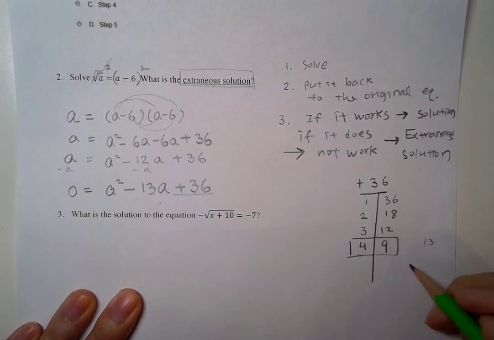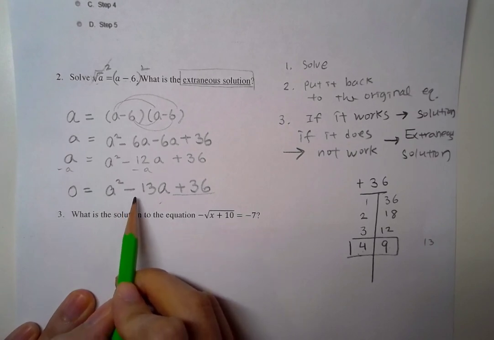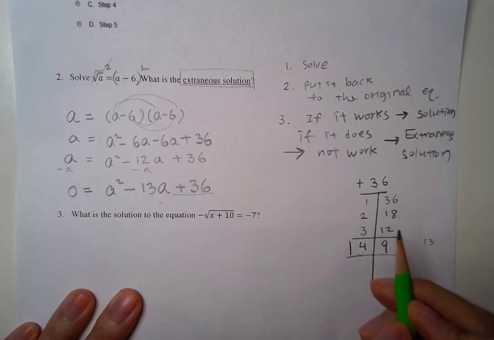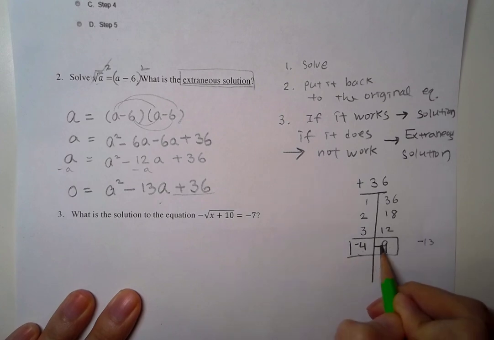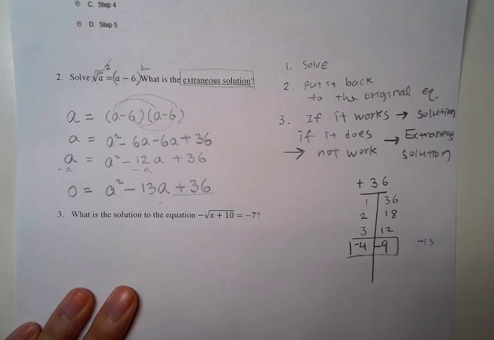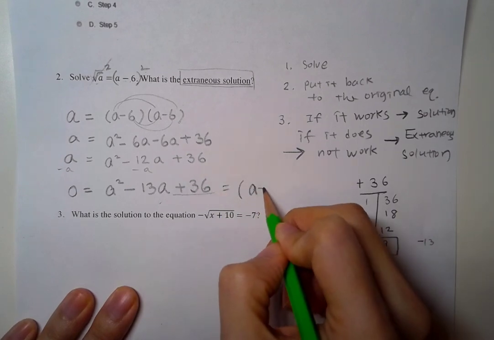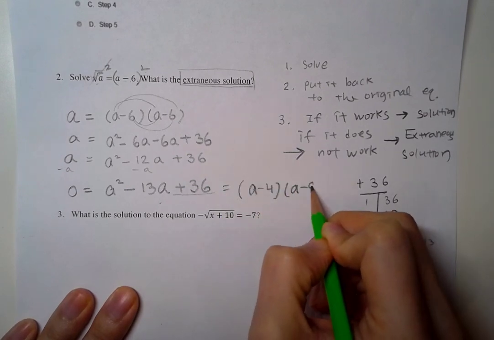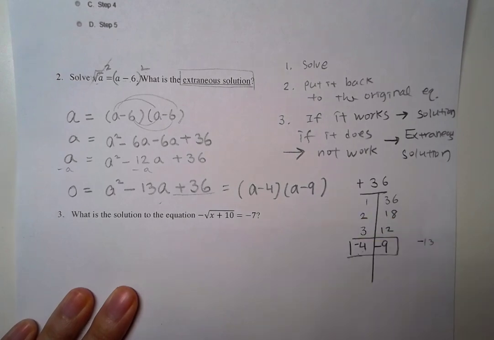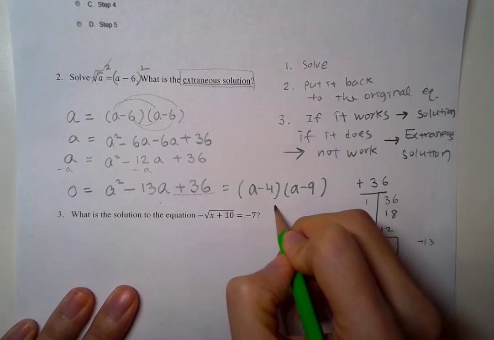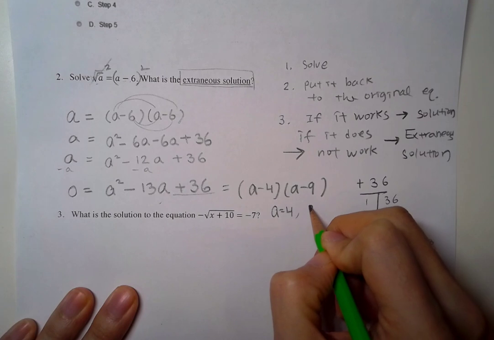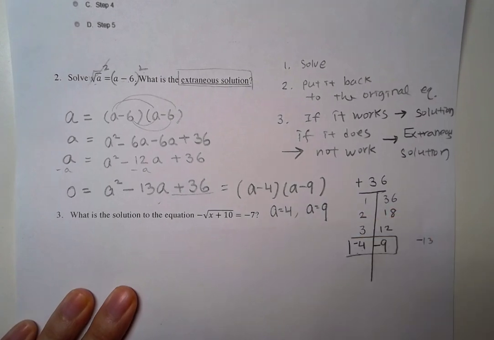So these are my numbers, but what number do I want to get? I want to get negative 13, right? So make them negative, negative. So my two numbers, when you factor this, you get (A minus 4)(A minus 9), right? So A is 4 and A is 9, right? So I got two values. And then what? We want to find the extraneous one, right?